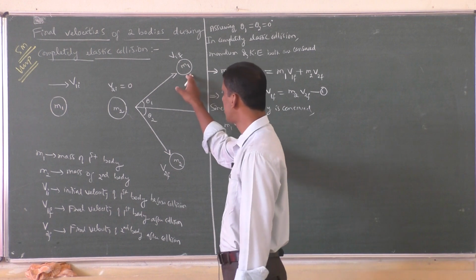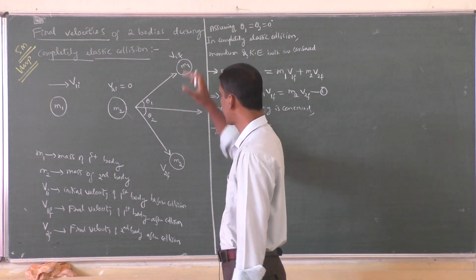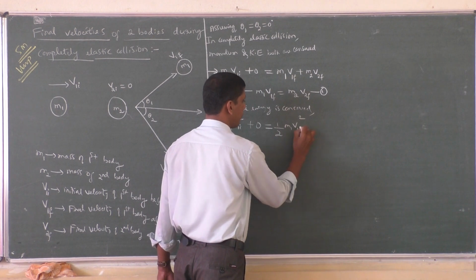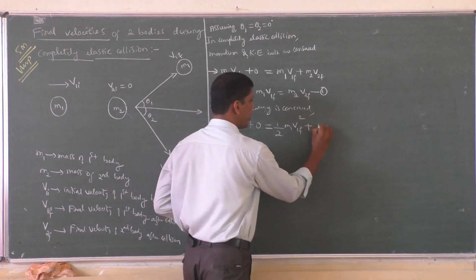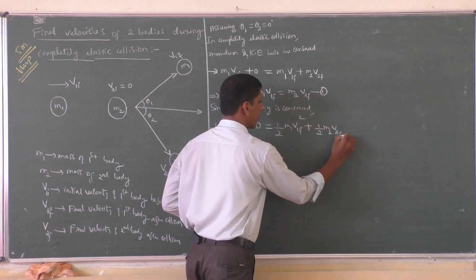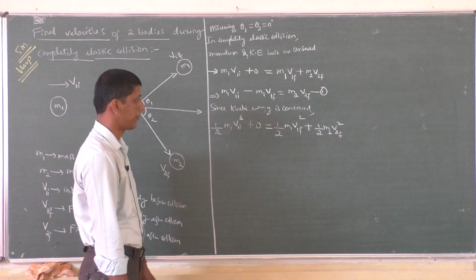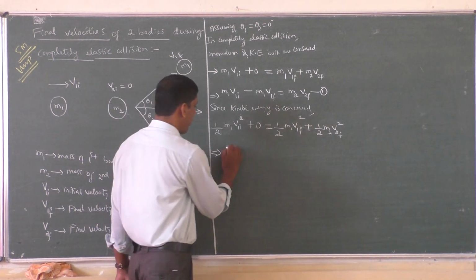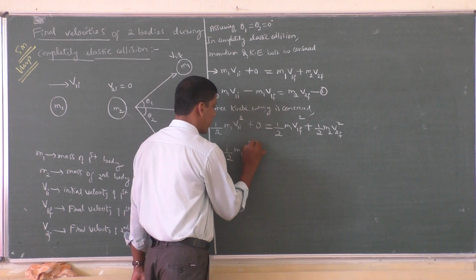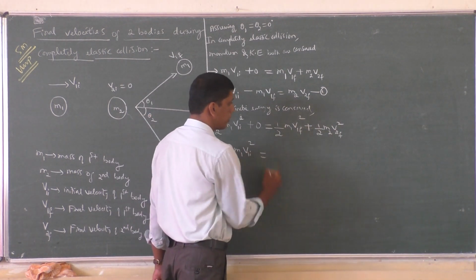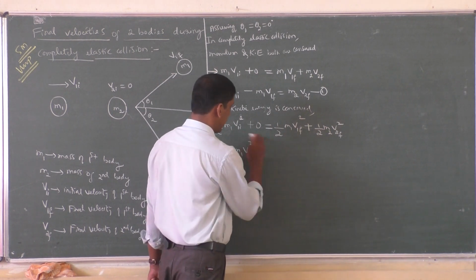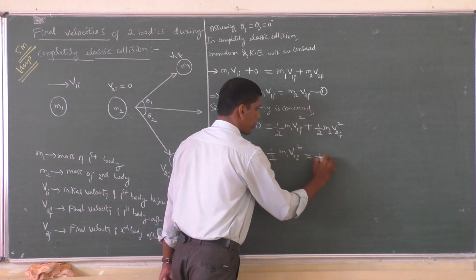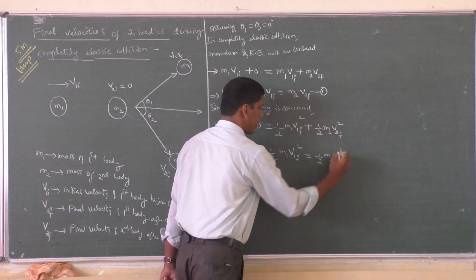Kinetic energy of the first body after collision, it goes straight, so the kinetic energy should be equal to half into m1 into v1f square. Second body, half into m2 into v2f square. So we can write it like this. Now this can be written as half into m1 v1i square should be equal to, taking this term outside to the left side, half into m1 into v1f square, should be equal to half into m2 into v2f square.